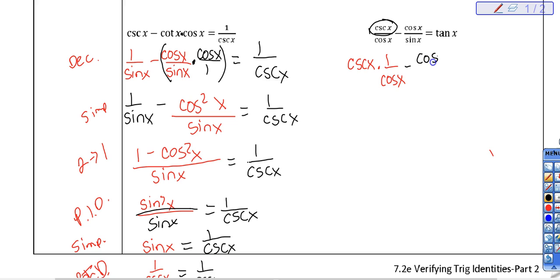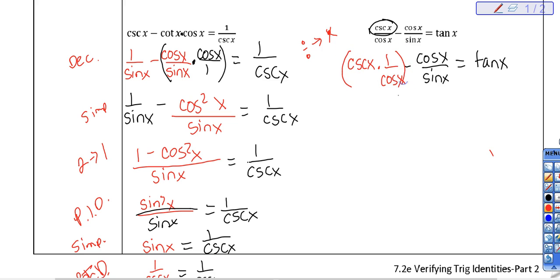Minus cosine x over sine x. I don't want to change that. It's already decomposed. Equals tangent x. So that's just write division as multiplication. That's all I did. Divide to multiply. I separated my quotients. Now can I decompose this and not create a complex fraction?